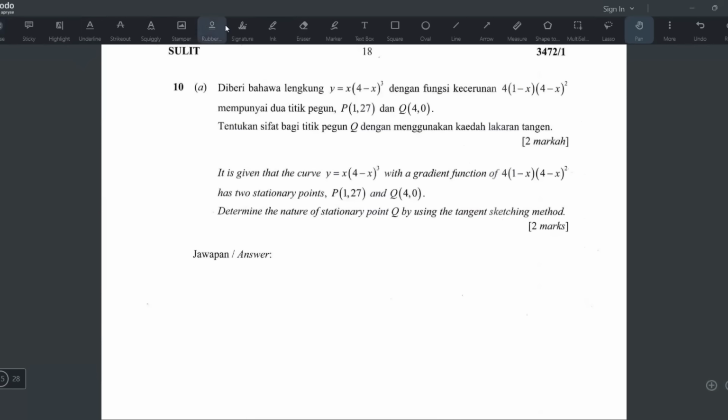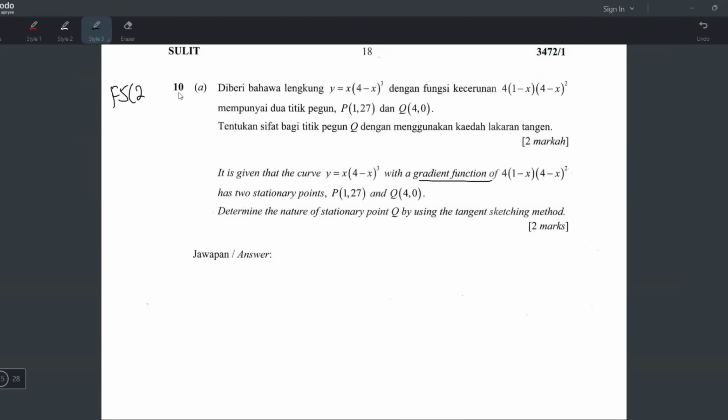Okay, number 10 pula. Alright, what chapter is this? I see Y. I see gradient function. Okay, confirm it is dy dx from chapter 2. Yeah, because gradient function only comes out in the dy dx chapter. Okay. Alright, so it is given that the curve y equals x bracket 4 minus x power 3. Okay, should I expand this? I will not expand this because it's power 3, and also we can use the UV formula to differentiate this. Okay, so I will not expand first.